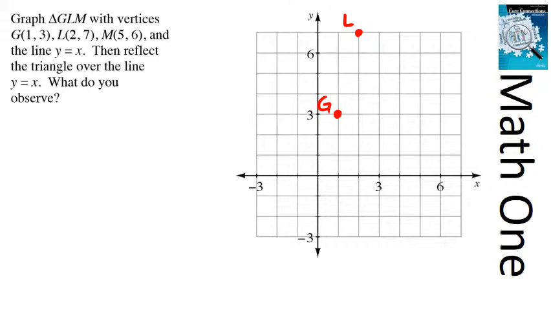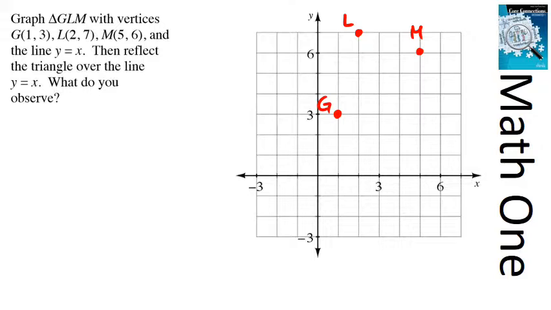And then the final one is M, which is at point 5, 6. So x is 3, 4, 5, and y is 6. So here is M. And it says graph it, and the line y equals x.